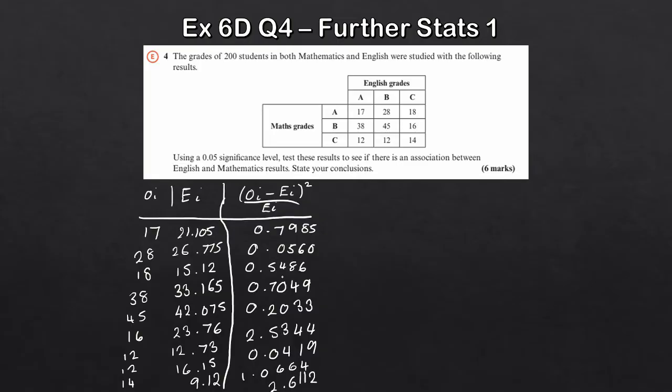Now you just need to add these up. Remember, the test statistic is the summation of this. So add all of them up on your calculator. What you should get is 8.565.